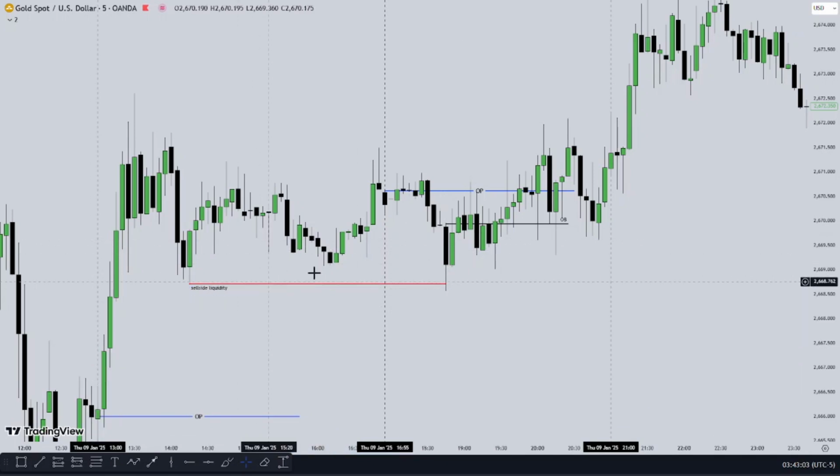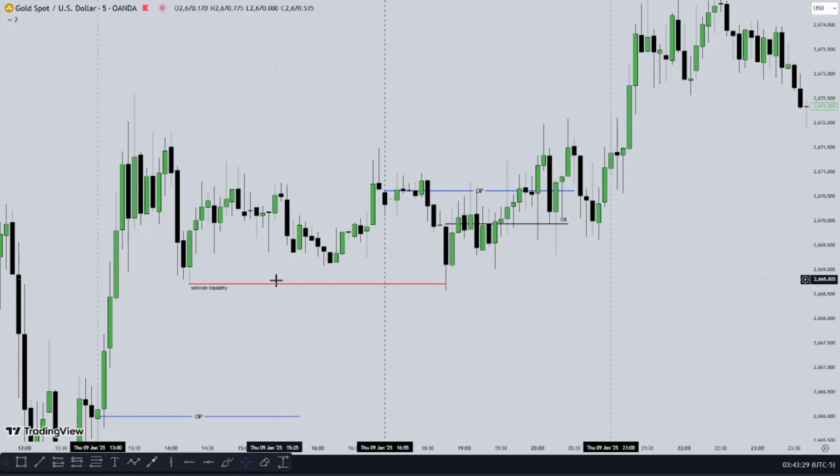Price traded lower, ran out the sell side liquidity, trading to a discount. After trading to a discount, price traded higher, retracing back to the order block. Here's the order block. This candle traded lower, took out the sell side liquidity before the shift in market structure. Price shifted structure from a downtrend to an uptrend.